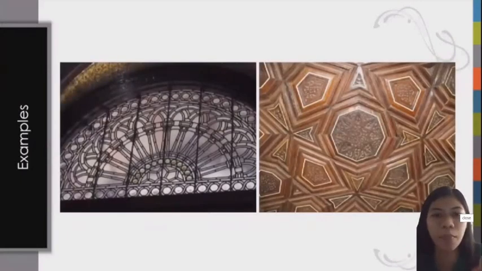These are the two examples of rosette patterns in architecture. The first picture represents cyclic pattern. It features rotational symmetries. And the next picture is a dihedral pattern, which admits both rotational symmetries and bilateral symmetries.